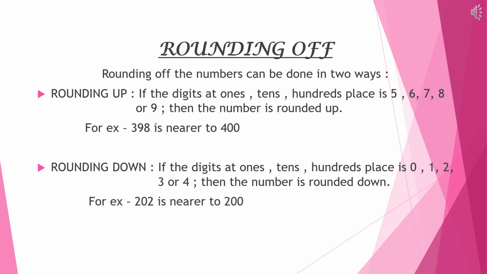Second, rounding down. If the digit at ones, tens, hundreds place is 0, 1, 2, 3 or 4, then the number is rounded down. For example, 202 is nearer to 200. That means if the digit at ones, tens, hundreds place is less than 5, then the number is rounded down. In rounding down, the near about number is less than the given number.